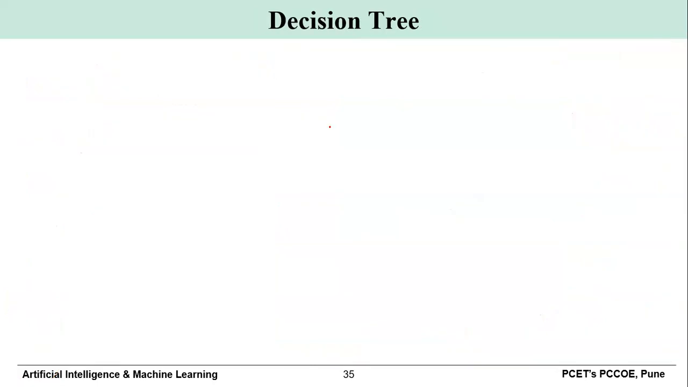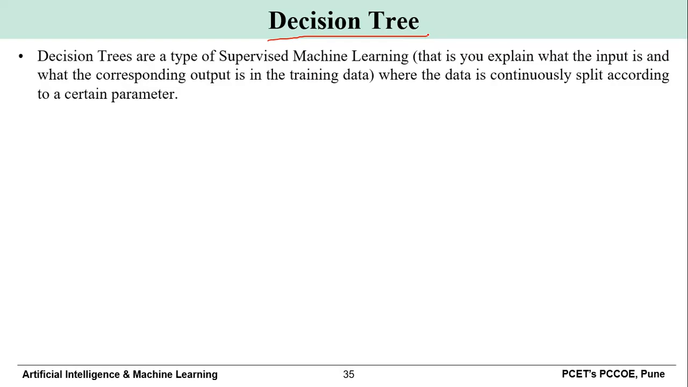Now all these things are very essential for constructing a decision tree. So briefly we will try to understand what a decision tree is, and then we will start understanding its mathematics. So, the first important thing is that decision tree is a supervised machine learning, and in supervised machine learning we have labeled data, so we know the input and its corresponding output.